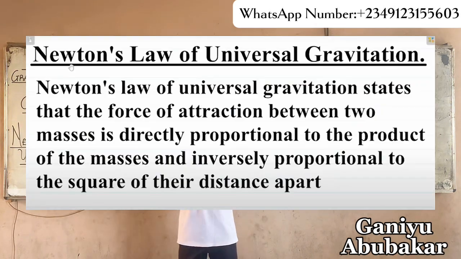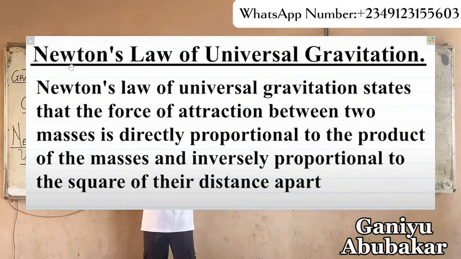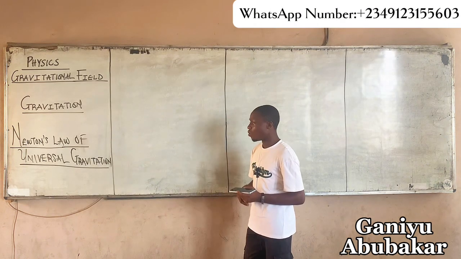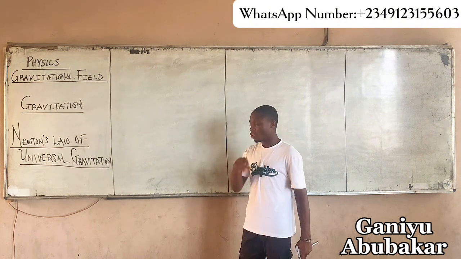Newton's law of universal gravitation states that the force of attraction between two masses is directly proportional to the product of the masses and inversely proportional to the square of the distance apart. That's how you state Newton's law of universal gravitation.